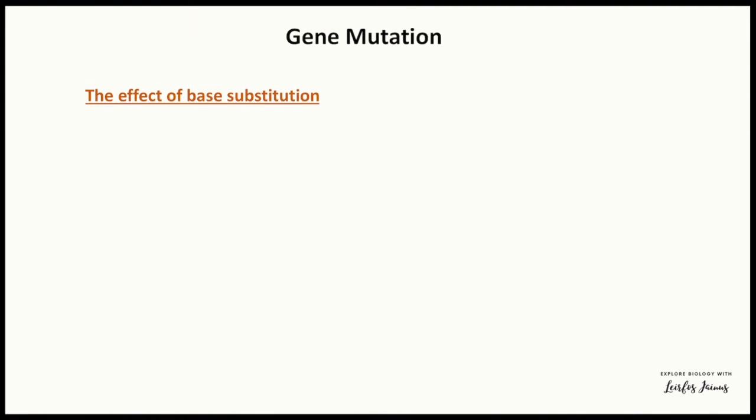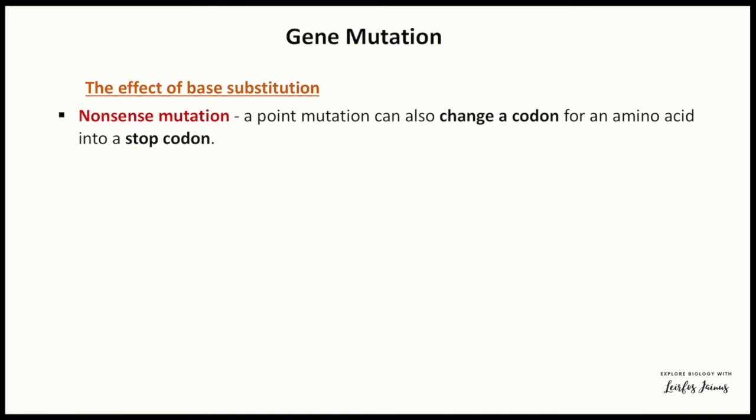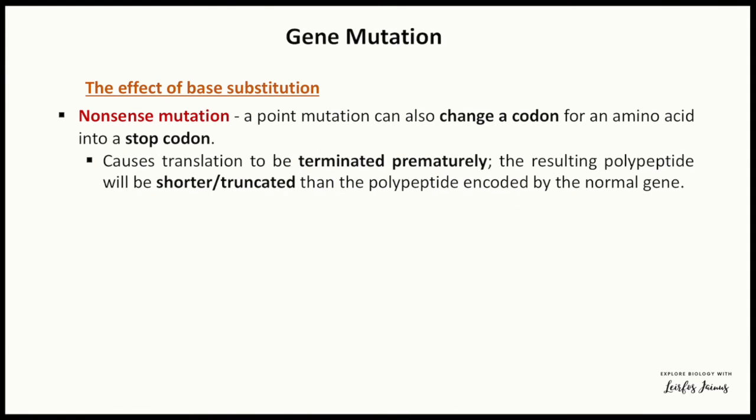The next effect of base substitution is nonsense mutation. A point mutation can also change a codon for an amino acid into a stop codon, which will cause translation to be terminated prematurely. The resulting polypeptide will be shorter, or truncated, than the polypeptide encoded by the normal gene. Most nonsense mutations lead to non-functional proteins.